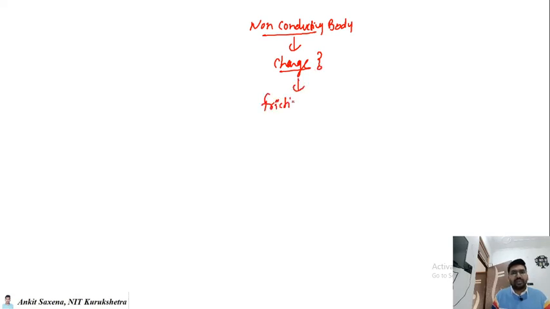So conducting body charging is over. Now we start the non-conducting body charging. For the non-conducting body, if we want to charge it, we use the method of friction. Now what is friction?